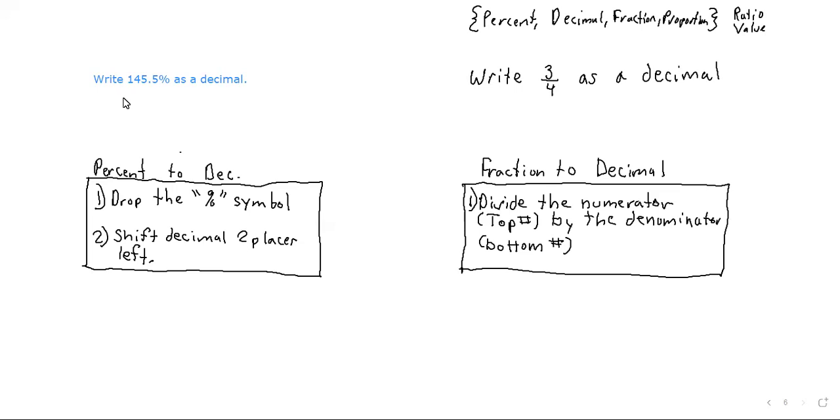Write 145.5% as a decimal. There are two steps we can do for this very quickly. Step one is we start off with 145.5%.